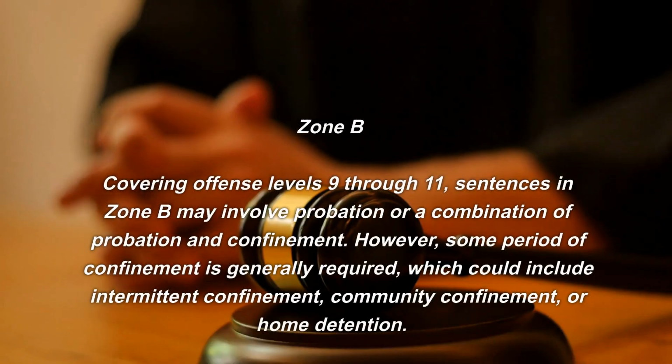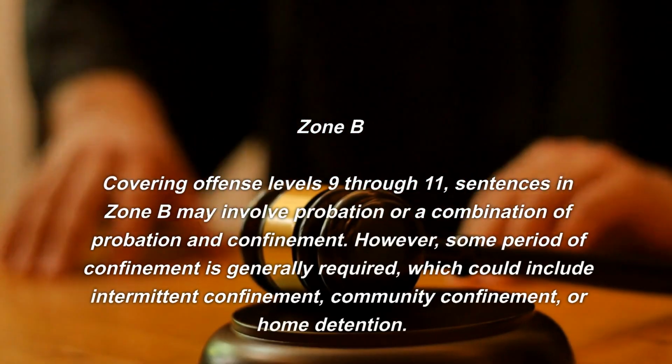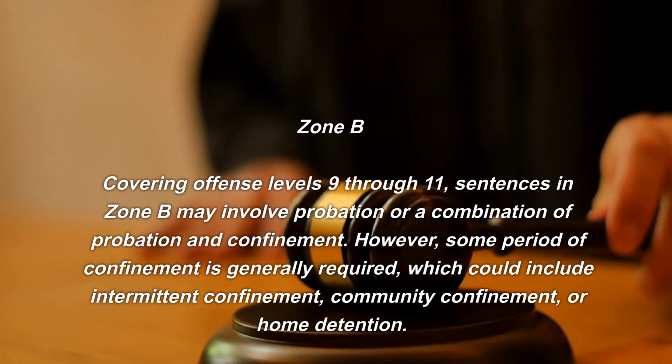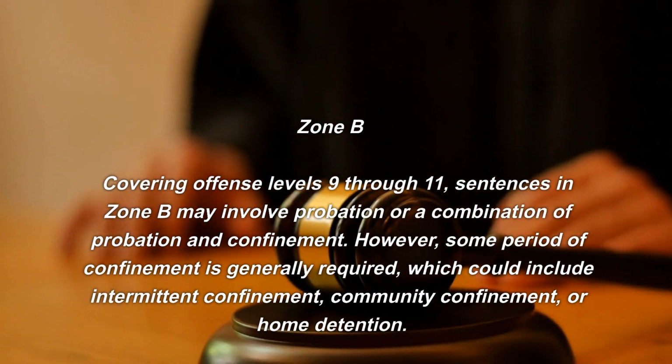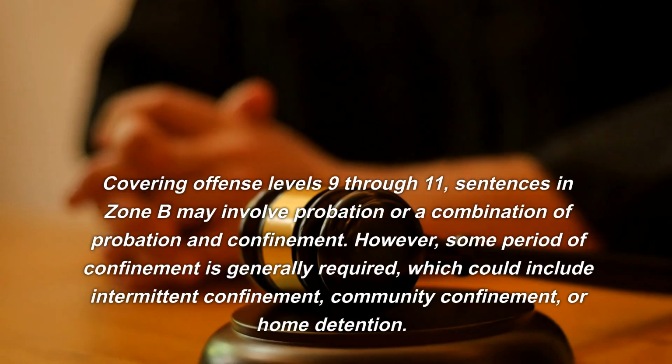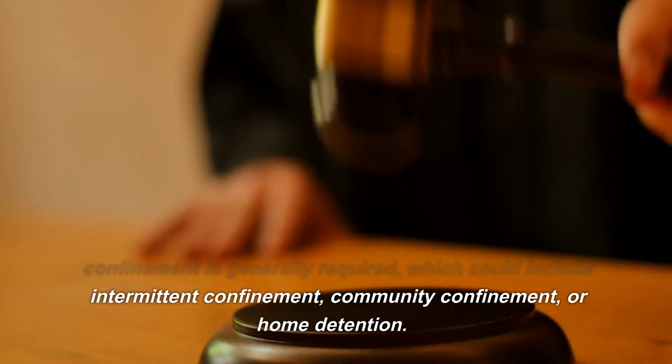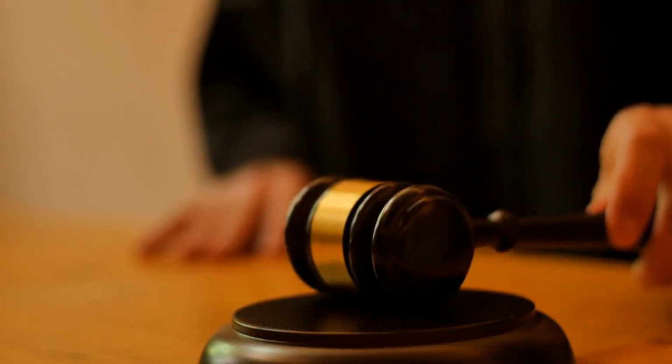Zone B covers offense levels 9 through 11. Sentences in Zone B may involve probation or a combination of probation and confinement. However, some period of confinement is generally required, which could include intermittent confinement, community confinement, or home detention.